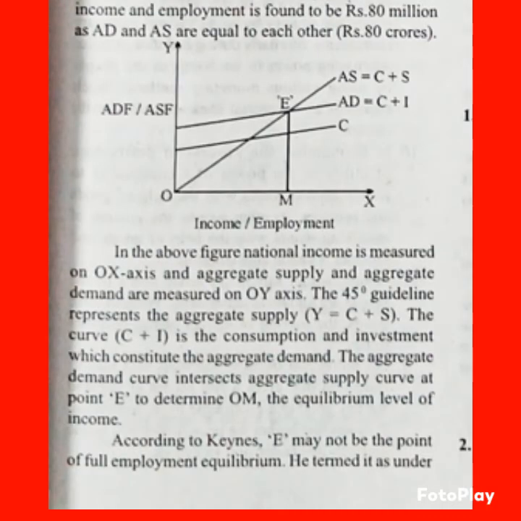The same thing you can express with the help of a diagram. You see the diagram here: the OX axis represents income and OY represents aggregate demand AD and AS. E is the equilibrium point where AD is equal to AS. So it is the point where the level of income of a country is determined.